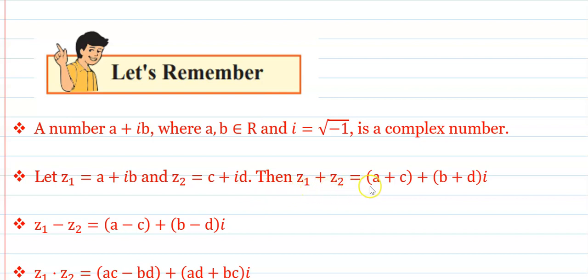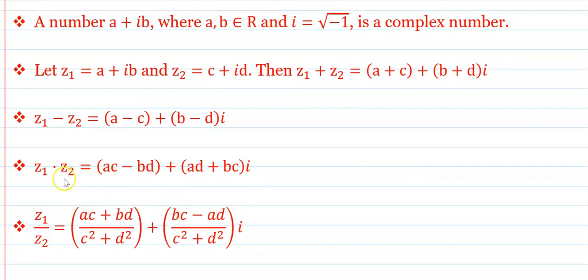That is, z1 plus z2 is equal to (a plus c) plus (b plus d) into i. z1 minus z2 is (a minus c) plus (b minus d) into i. Okay, next z1 into z2, then you will get (ac minus bd) plus (ad plus bc) into i.